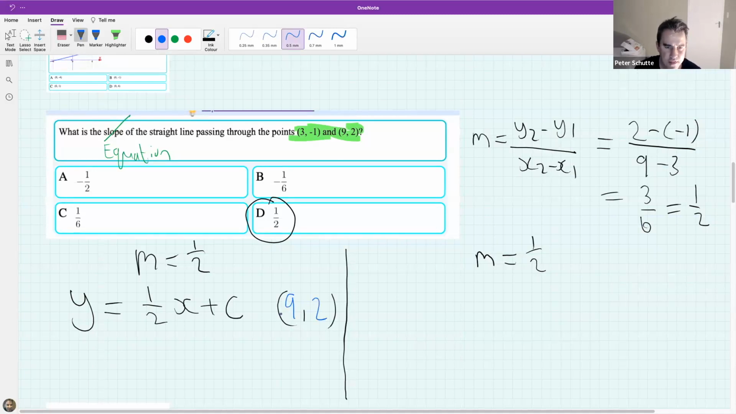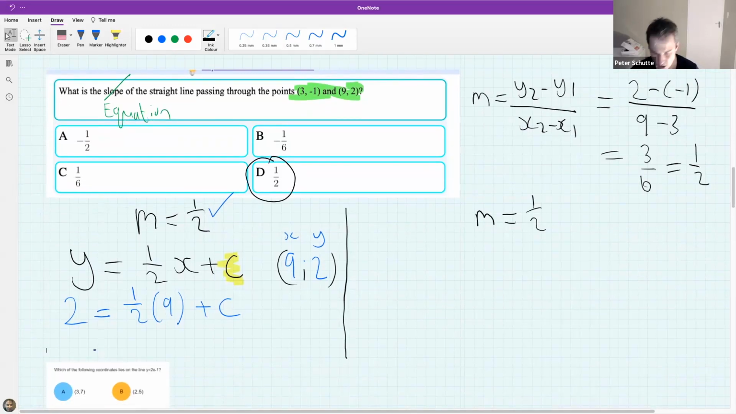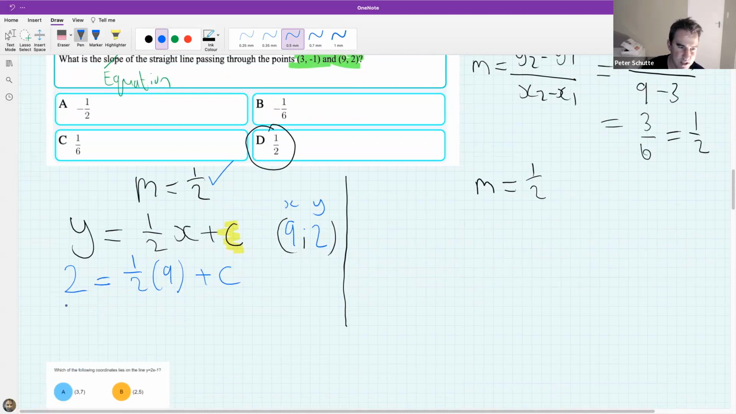So this point 9, 2 is on the straight line, and the good news is, I've already got my gradient. All I need to figure out is what is the c value. And the way I'm going to do it is I'm going to sub this point into the equation. So this is y, this is x. So I get 2 equals a half times 9 plus c. Then I have to ask myself, what is a half times 9? And that's just going to be 4.5.